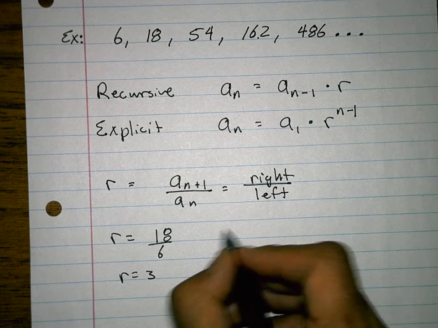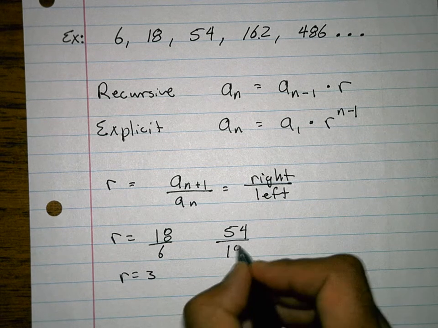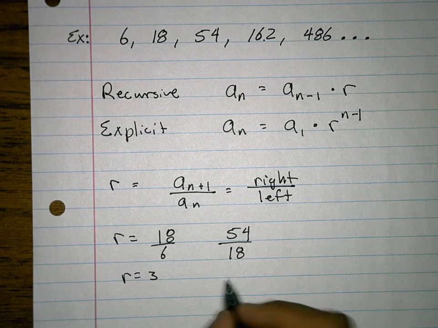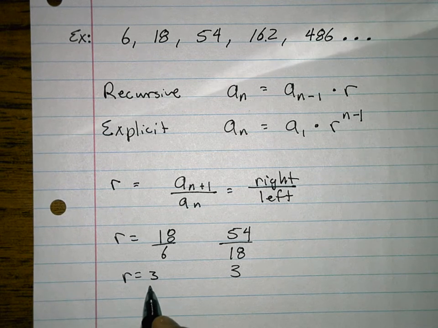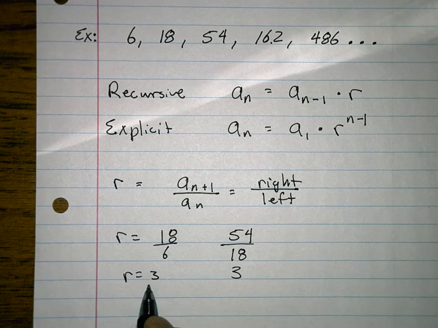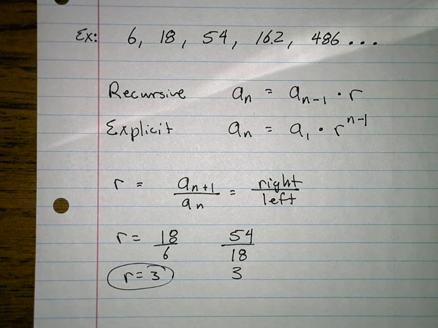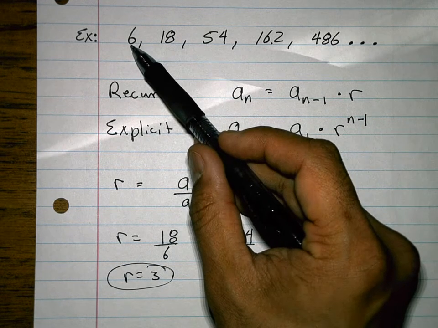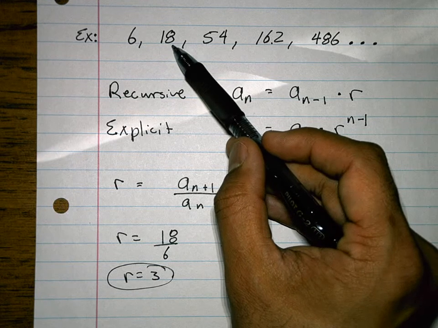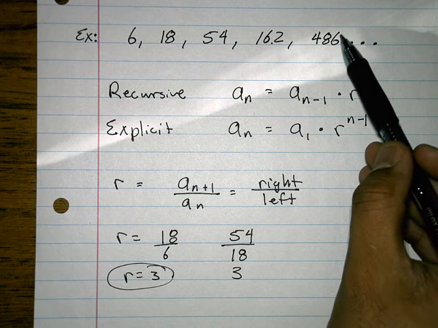Okay, and it doesn't matter. If I take the next two and I divide those two out, that's also 3. So it's called a common ratio because it's the same for all of them. Okay, so what that means is this common ratio says if I had the first term, I multiply it by 3 to get the next one, then multiply by 3, multiply by 3, multiply by 3.